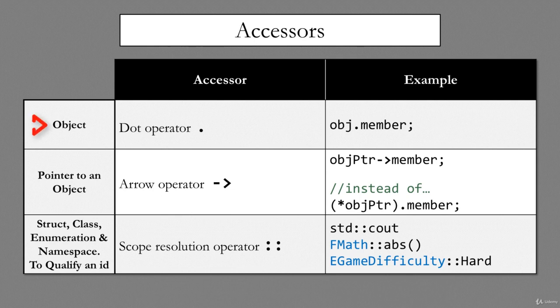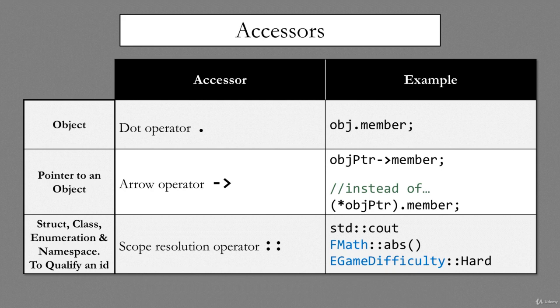Let's say I have an object or an instance of a class or a struct. Which accessor are we going to use? Well, we're going to use the dot operator. So we do the object name, dot, and then the member or the member function that we want to access. If we have a pointer to an object, whether that is on the stack or on the heap, then we use the arrow operator, and you can see an example again in the right column. If you remember, we use the arrow operator instead of doing dereferencing, followed by the dot operator.